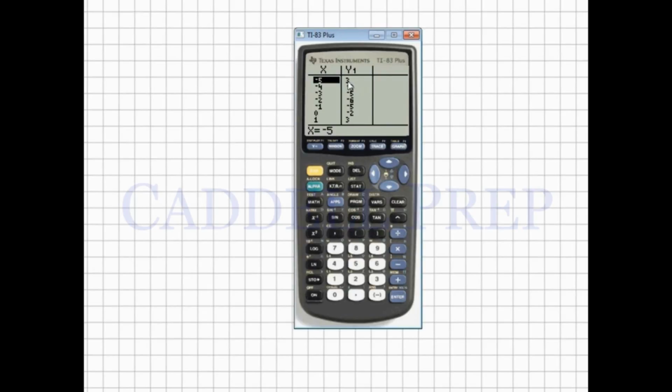Alright, now here we see it's kind of symmetrical, so when x is negative 5, y is 3, but then when x is 1, y is also 3. When x is 4, y is negative 2, when x is 0, y is negative 2, then we have negative 5, and here negative 6. So this is the vertex, negative 2, negative 6.